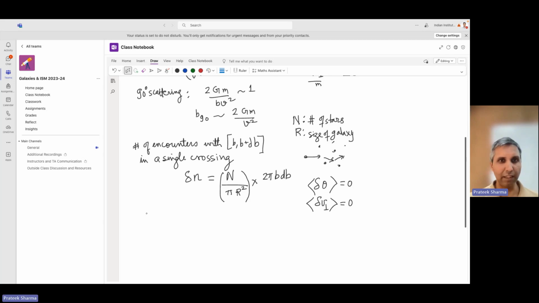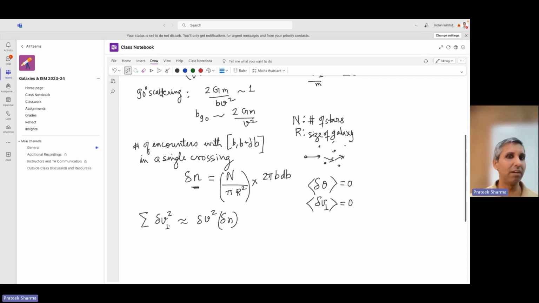Okay, so let's actually calculate the summation over delta v squared. This delta v is delta v perp actually. The parallel velocity does not change to lowest order in this approximation. So delta v perp squared is equal to delta v, and I'll be using delta v perp and delta v interchangeably, it's the perturbation in velocity in the perpendicular direction, times delta n. This delta n is the number of encounters with b to b plus dB.